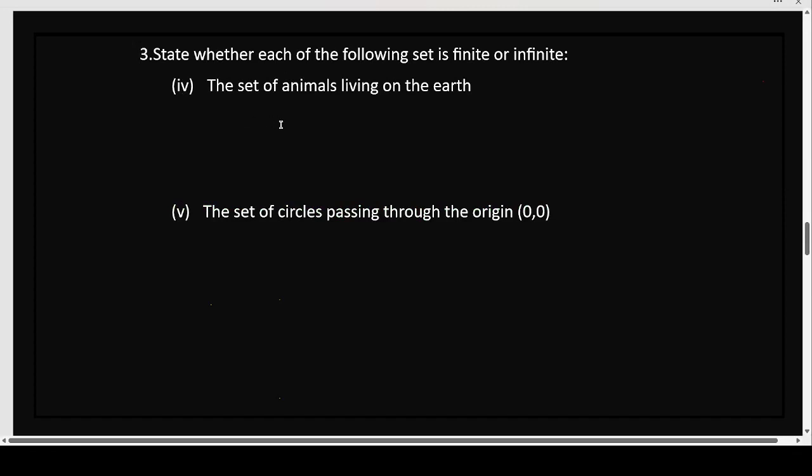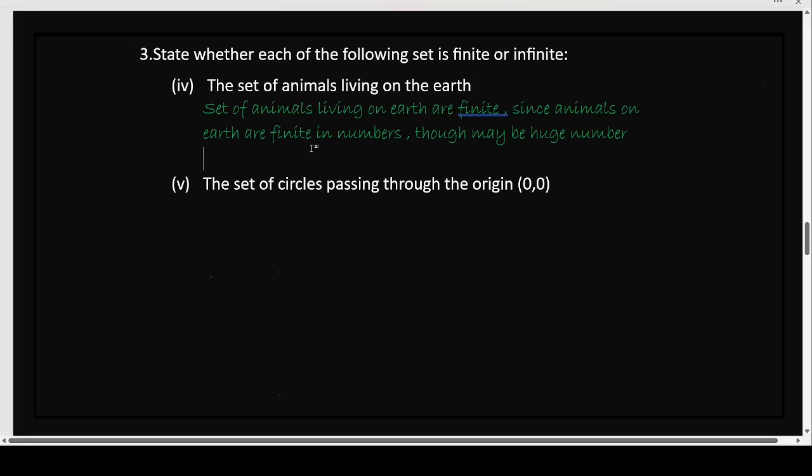Next one is the set of animals living on earth. Guess what? The set of animals living on earth is finite. Though the number can be very high, since animals on earth are finite in number, the number may be a huge number. This is a finite set.